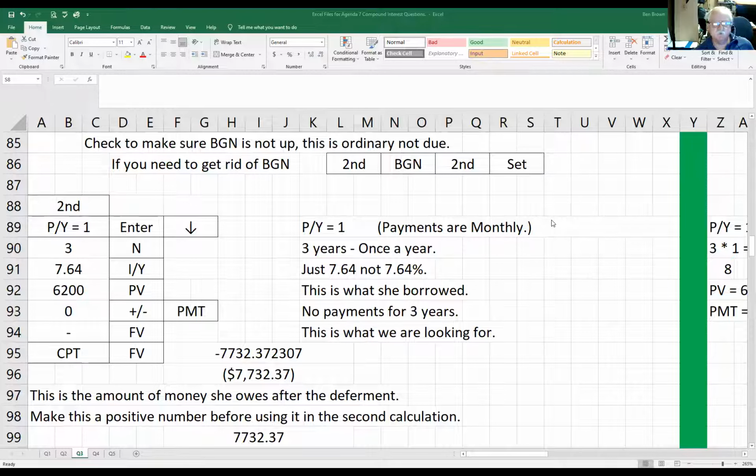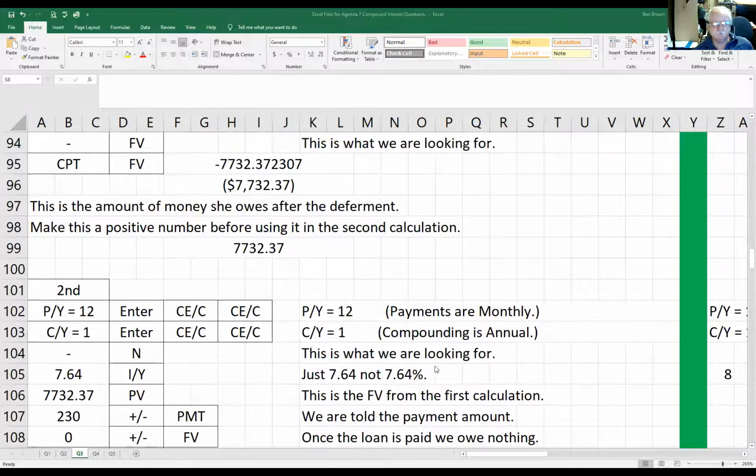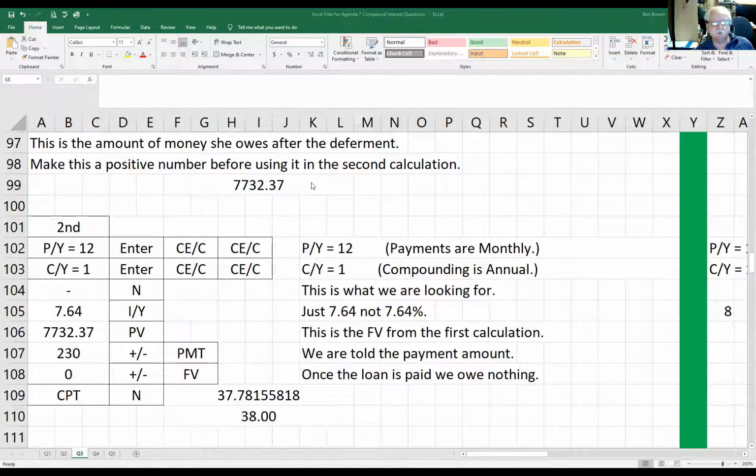Well, for this first time period, we're not worried about setting the compounding separately because it's not an annuity in this time period. She borrows the money for 3 years, once a year. This is the interest rate. The present value is the amount she borrowed. We're making no payments and we ignore the future value, but we calculate the future value and we get the same answer we did before, and it comes out negative again. But we have to make it positive for the next time period.